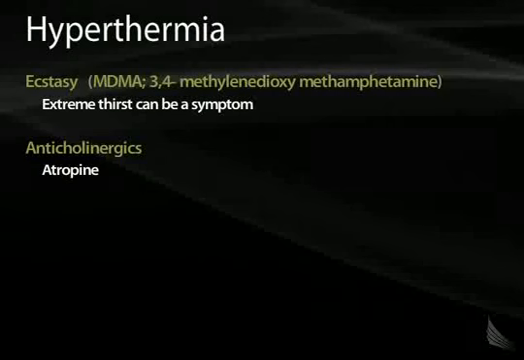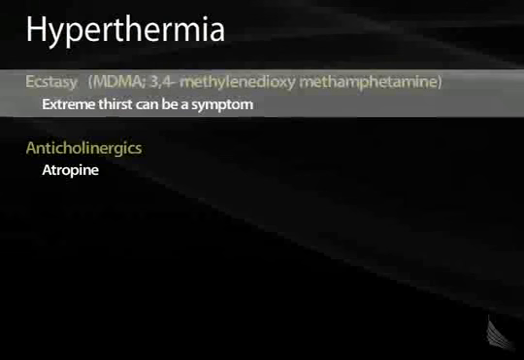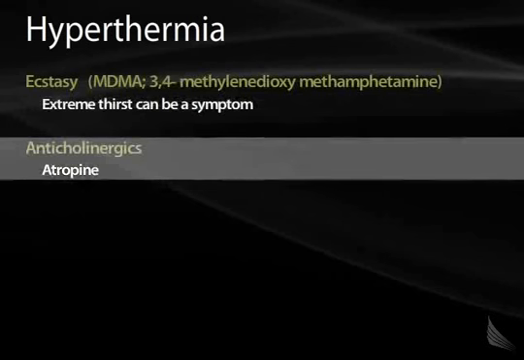Hyperthermia. A patient comes into the emergency room and they have a very high temperature. In terms of toxicology, the most important things to think about are ecstasy, also known as MDMA or methylene dioxymethamphetamine. These patients often exhibit high fevers and are very thirsty. Other medications that patients can overdose on that would cause hyperthermia would be anticholinergic medications such as atropine.